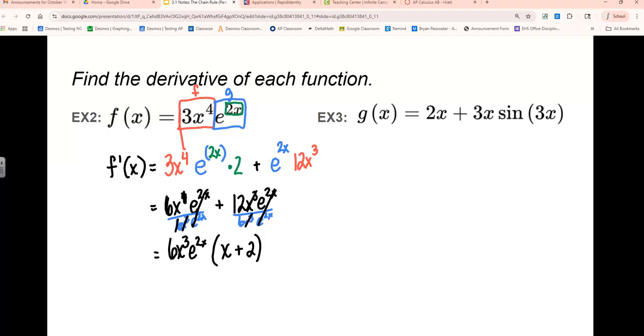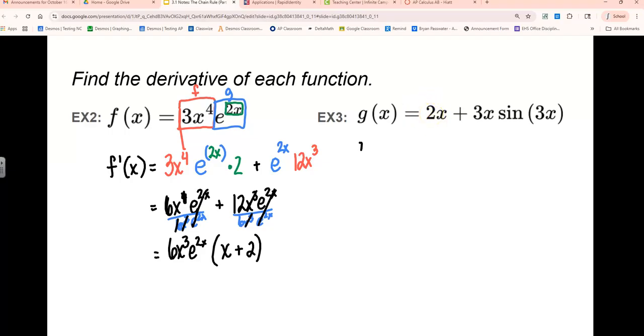All right, questions on 2? All right, 3. We've got 2x plus 3x times sine of 3x. What all is going on here? I'm assuming we're going to need the product rule somewhere since that's what we're working on right now. Where do I need the product rule? That 3x times the sine of 3x. Do I need a product rule or any special rule right here?